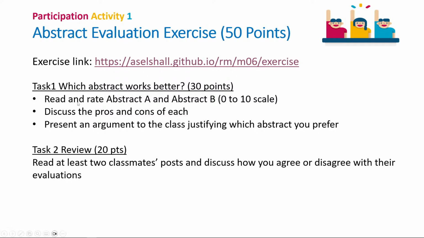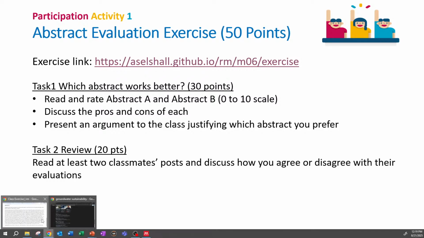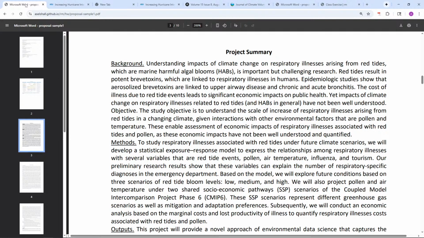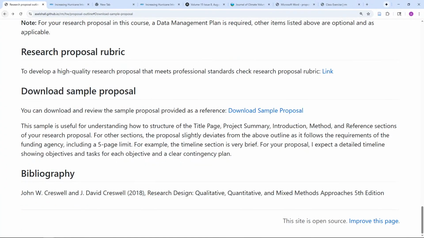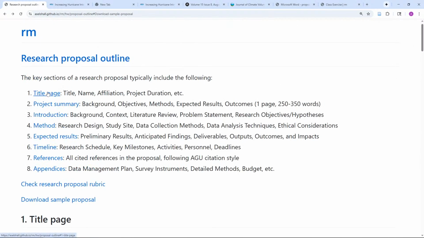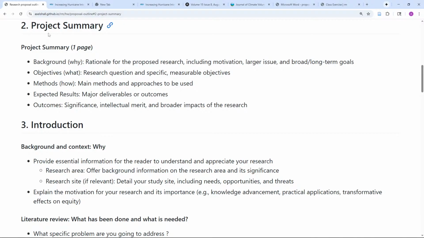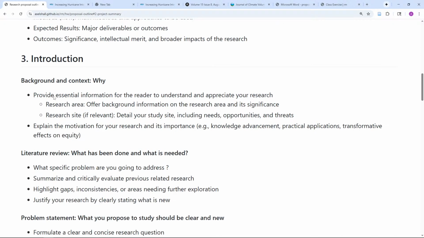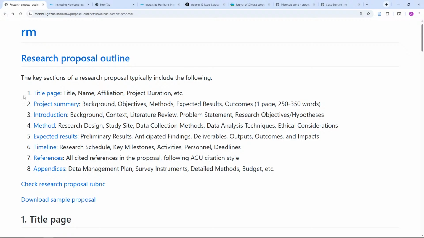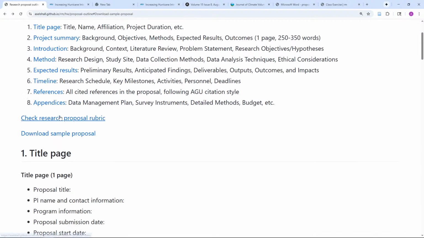Read and rate the abstract on a scale of 1 to 10, and here is the grading rubric. You can also use the grading rubric for this. So where is our grading rubric here? Do you have a grading rubric? Yes, we have a grading rubric for the abstract by itself, the project summary. The project summary should be 1 page. Oops, this is not the rubric, this is the project outline. Where's the project? Oh, here we go.